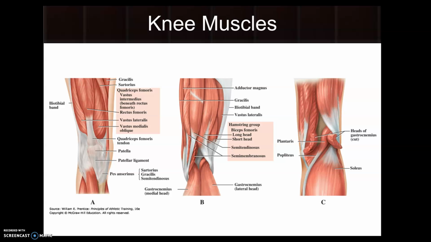And then down below the knee joint itself, you've got the lateral head of the gastrocnemius and the medial head of the gastrocnemius, which also can have that tendinopathy in those. And then illustration C, the gastrocnemius has been cut away, and you can actually see the soleus, which is deep to the gastrocnemius, as we learned in the ankle, foot, and lower leg.